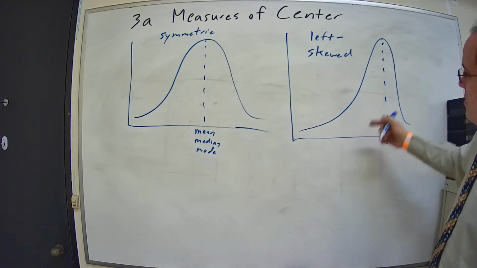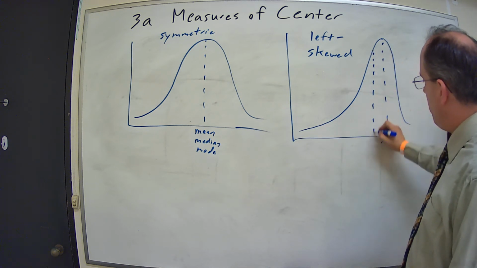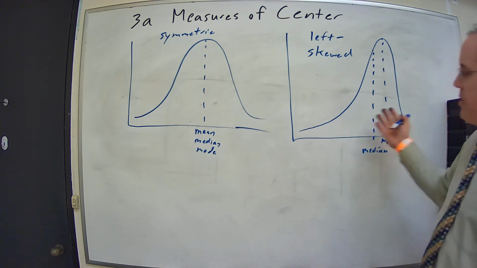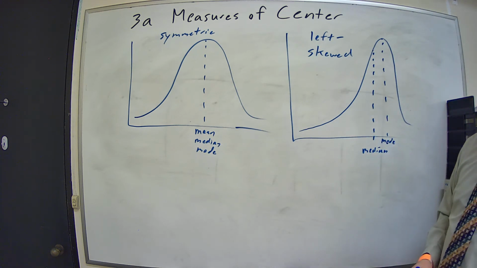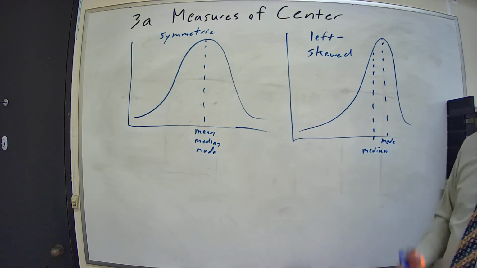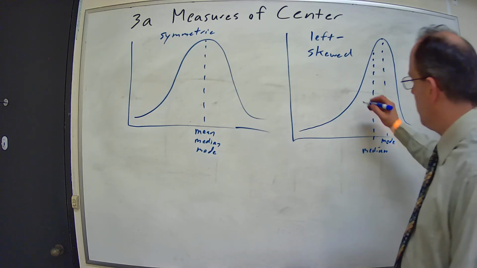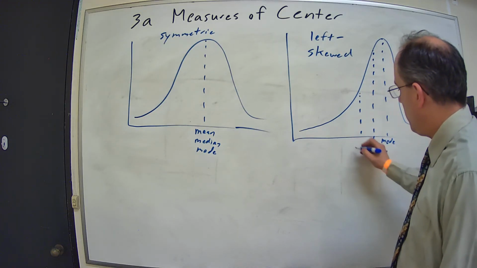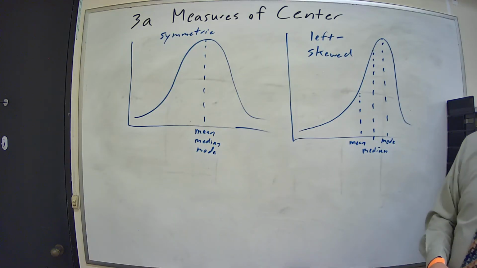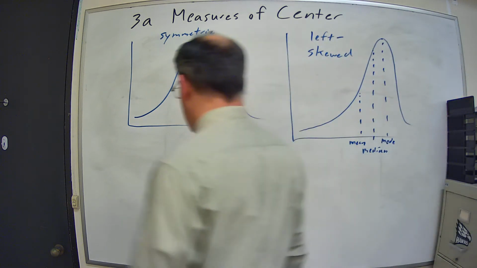And what that does is, since that's trailing off to the left-hand side, it moves the median a little bit to the left of the mode. And then this trailing here, remember that the mean is not resistant. So that causes the mean to get even pulled further to the left. So that's a left skewed distribution.